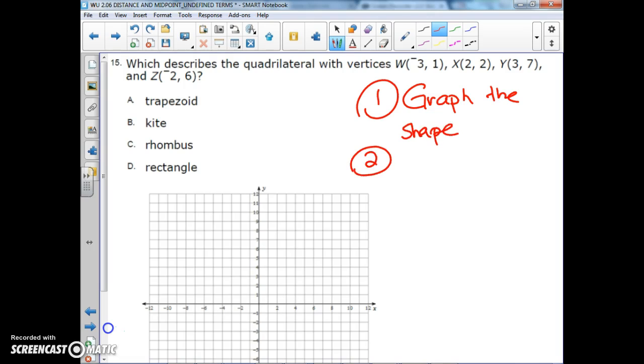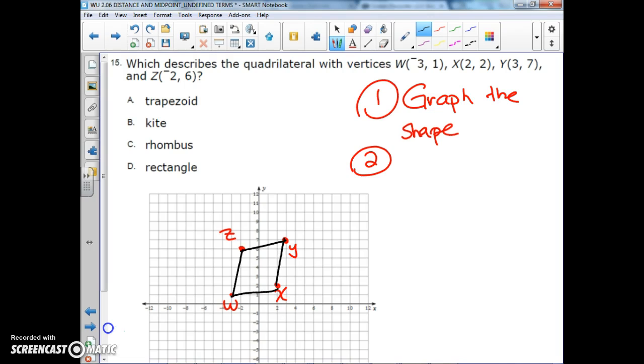Okay? Alright, so W is at negative 3, 1, so I'll go to the left 3 and up 1. X is at 2, 2, so I'll go to the right 2 and up 2. Y is at 3, 7, so I'll go to the right 3 and up 7. And Z is at negative 2, 6, so I go to the left 2 and all the way up to 6. I connect the points to make a shape.